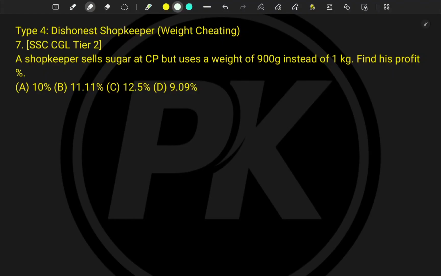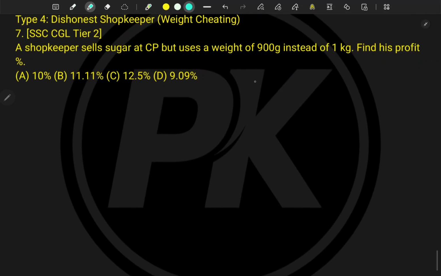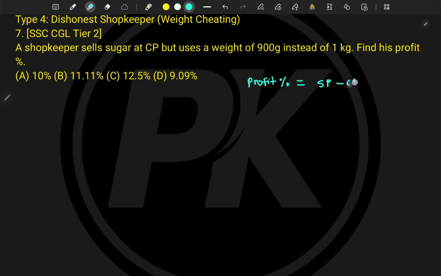So let's try to understand the problem. This problem was asked in the SSC CGL examination. A shopkeeper sells sugar at cost price but uses a weight of 900 gram instead of 1 kg. Find his profit percentage. So very first question, what is profit percentage? Profit percentage is equal to, that means his selling price is higher, so (selling price minus cost price) divided by cost price into 100. This is what we have learned. So this is the formula for percentage profit.